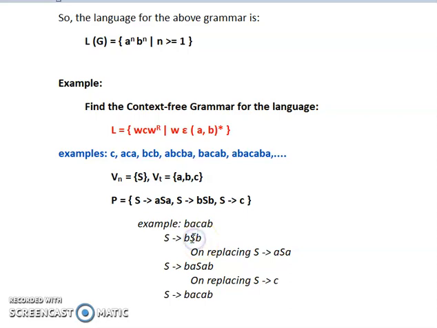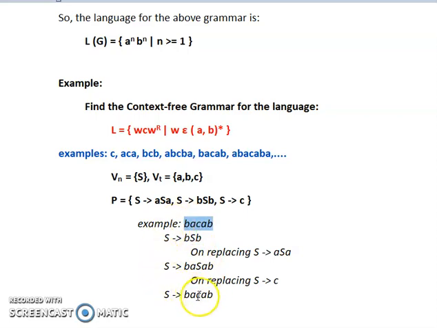On replacing the value of S by S tends to ASA, that is our second production rule, we will have S tends to BASAB. Now, in the middle, we want to have a C. So we will take another production rule, S tends to C, that is our first production rule. On replacing S by C, we will have BACAB. That is our required string.